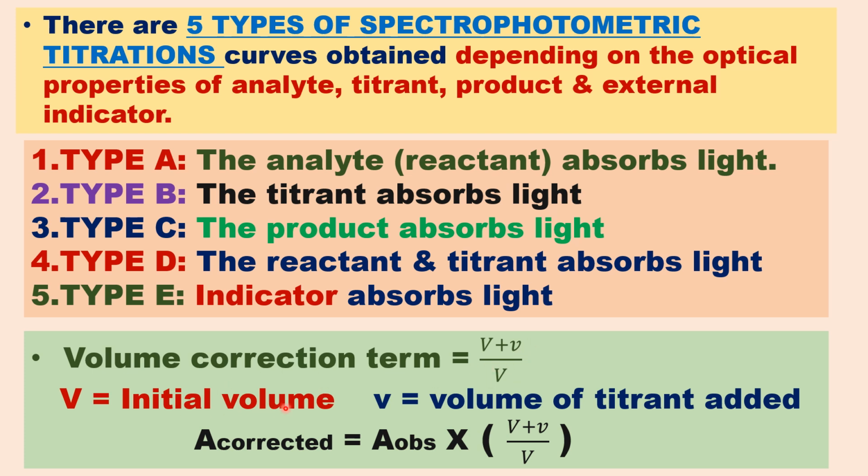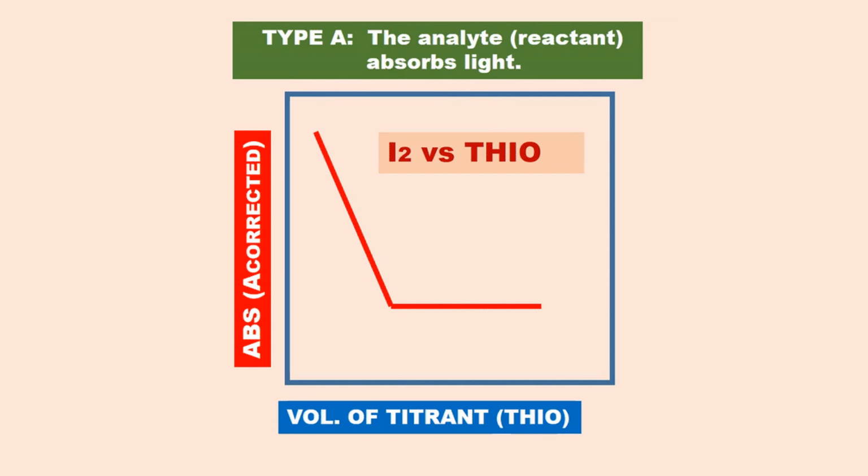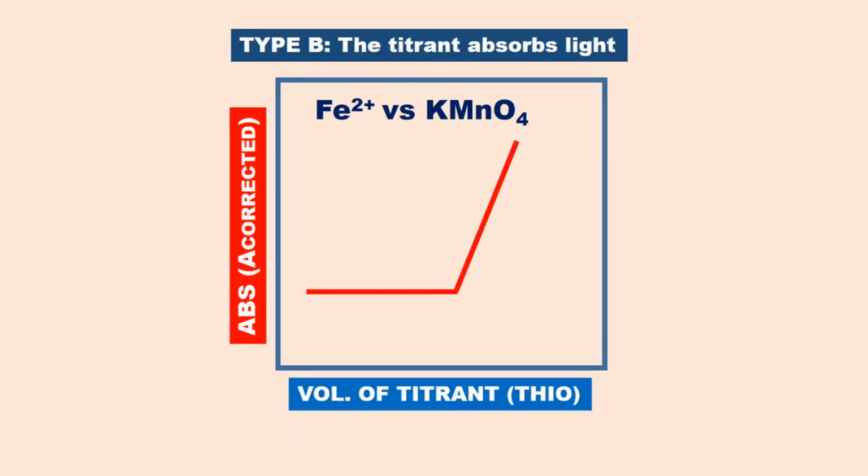V is the initial volume. For example, we have taken 5 ml in the titration cell, and we add 0.1 ml, the volume of titrant added. So A corrected is equal to A observed, the measured value, into V plus v by V. Let us see the animation of these 5 types of titration curves.